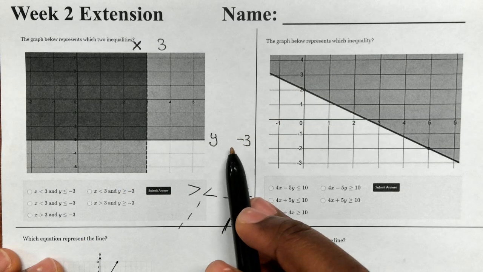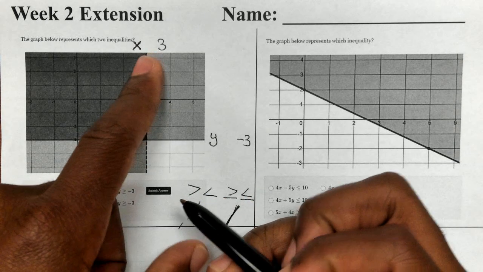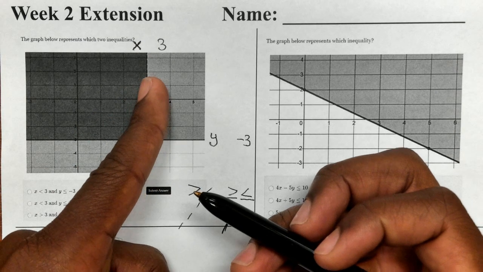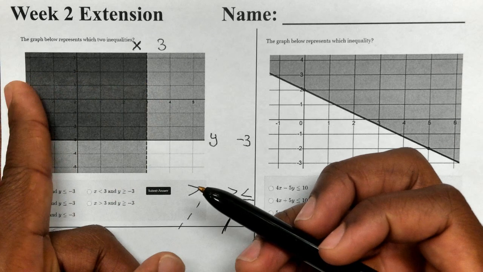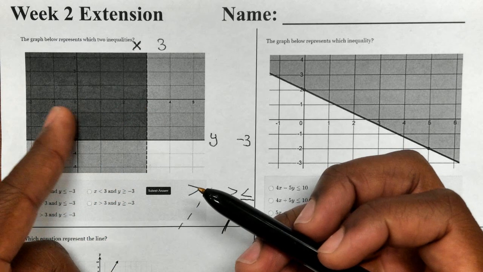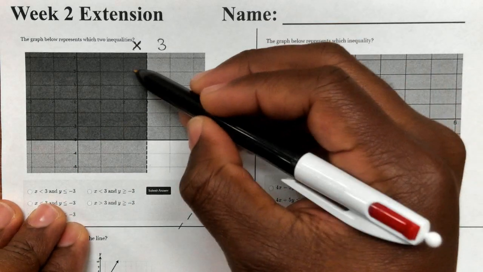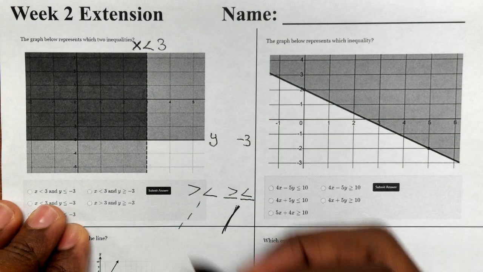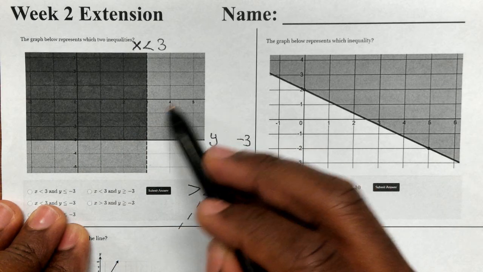Now I need to figure out the operator. So I need to look at where it's shaded. If we look at this dotted line, it seems like all the things that were shaded were more to the left. All the numbers to the left of this +3 would be 2, 1, 0, and negative numbers. If we're looking at those as the solution and those are smaller than 3, we would use a less than sign. Again, this would be technically below the line. This would be technically above the line.